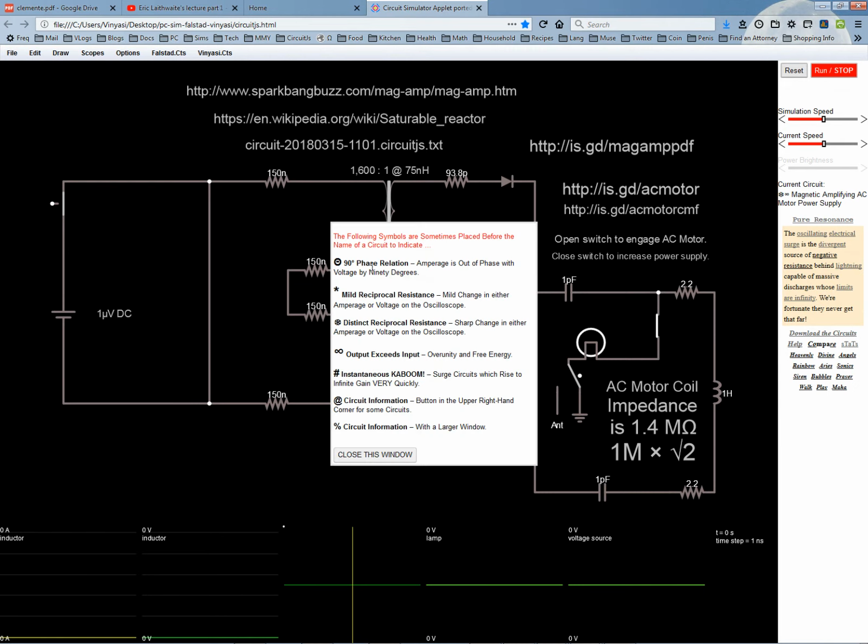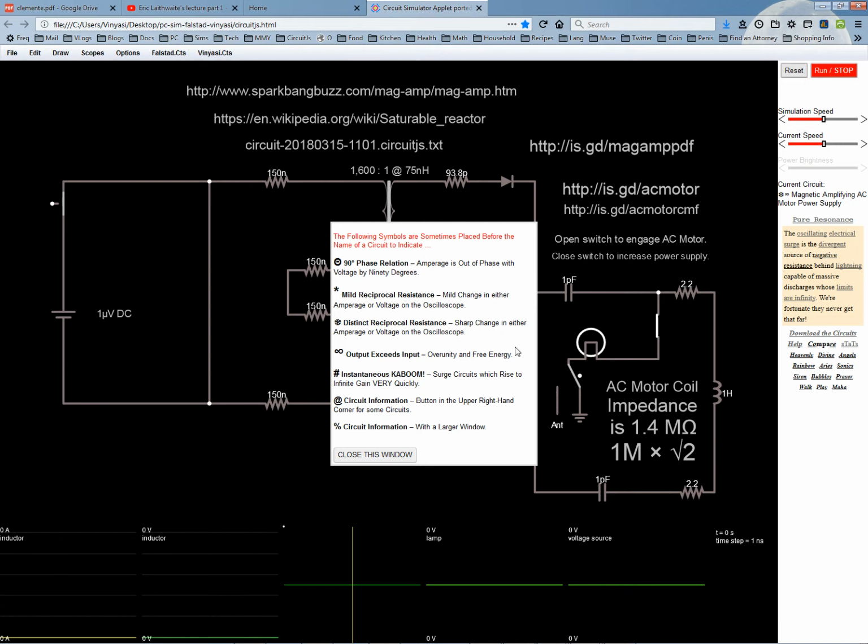See if we go here. 90 degrees phase relation: amperage is out of phase with voltage by 90 degrees? I don't think so. No, none of these apply. Mild reciprocal resistance? No. Distinct reciprocal resistance? Yeah, the snowflake. That's during escalation mode. Output exceeds input. Well, duh. Overunity and free energy. Yeah. Non-instantaneous kaboom in this case.